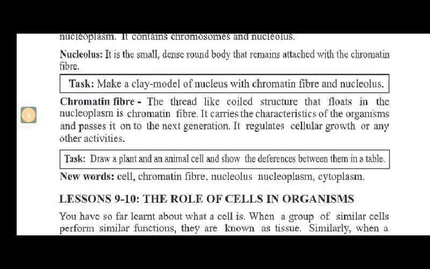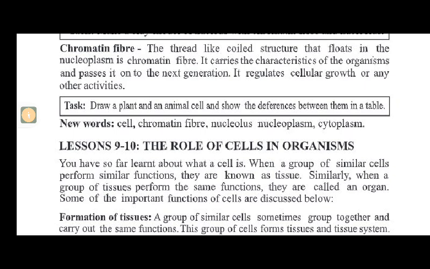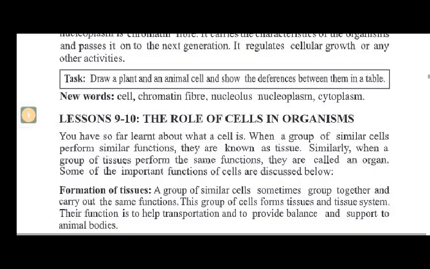Nucleolus. It is a small, dense, round body that remains attached to the chromatin fiber. Chromatin fiber: the thread-like coiled structure that floats in the nucleoplasm is chromatin fiber. It carries the characteristics of the organism and passes them on to the next generation. It regulates cellular growth and other activities.